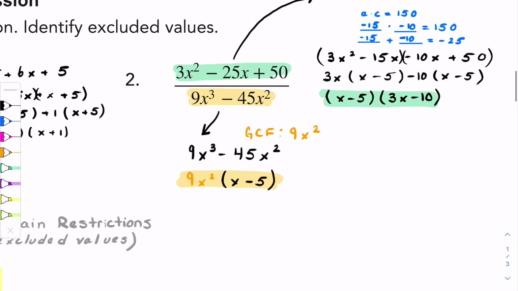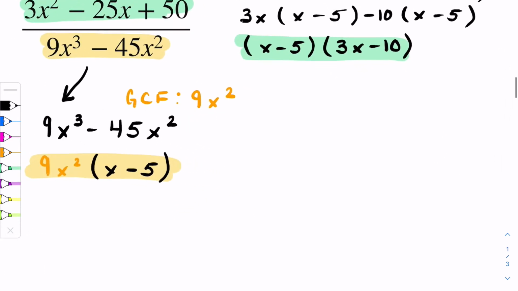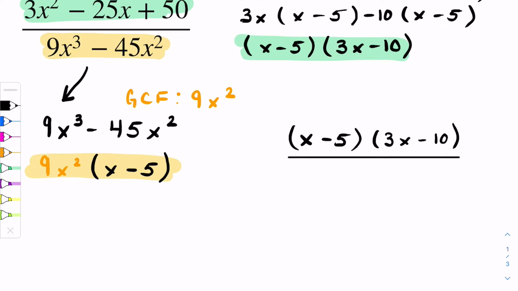So now that I have both my numerator and denominator in factored form, I can rewrite this expression as x minus 5 times 3x minus 10 divided by 9x squared times x minus 5. Okay, this was step 1. This was all for the factoring part.